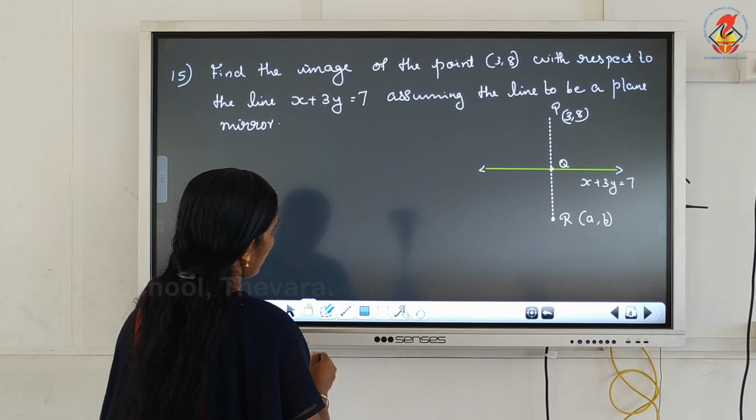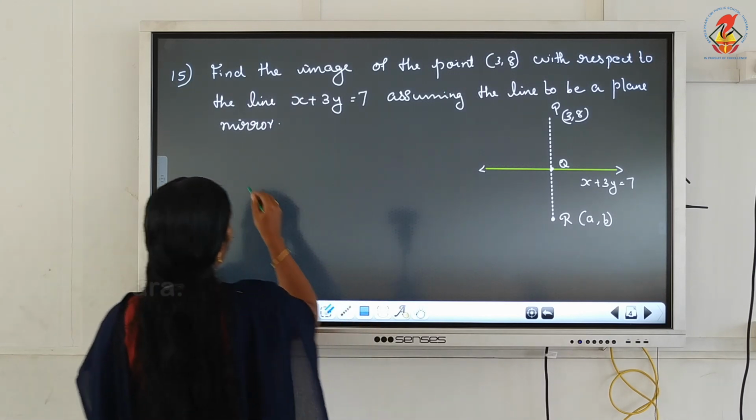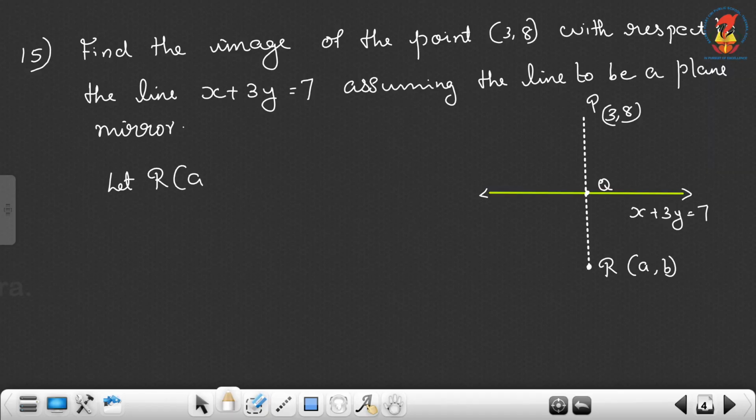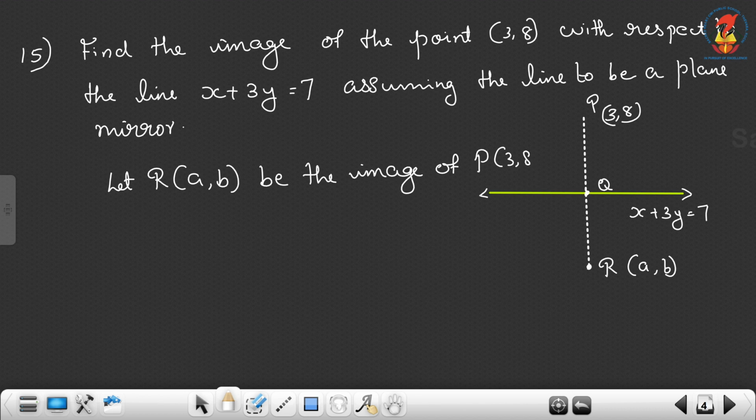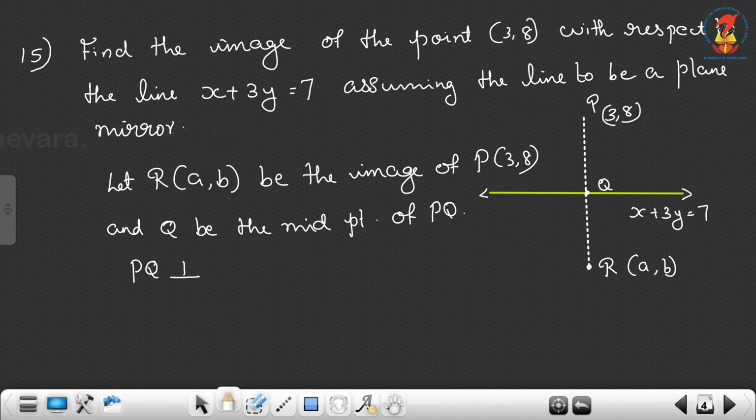Okay. So, first we write, let R (a, b) be the image of P. Join this PR, and let Q be the midpoint of PR. Also, this PQ is perpendicular to the line x plus 3y is equal to 7.